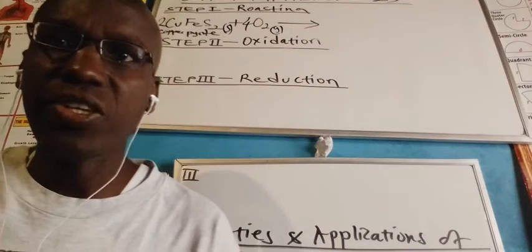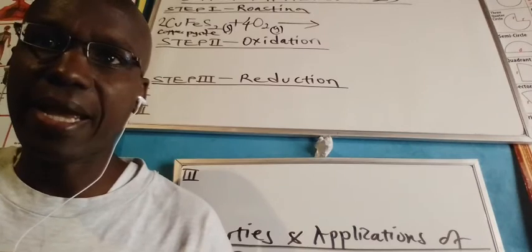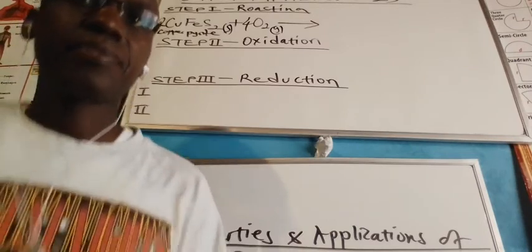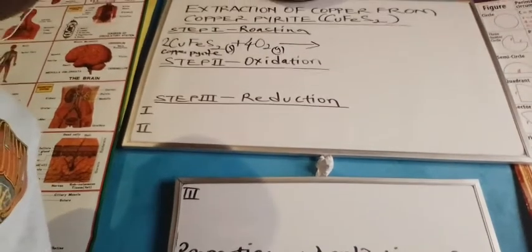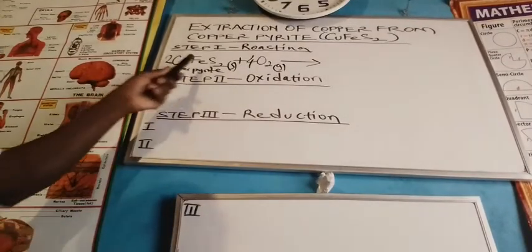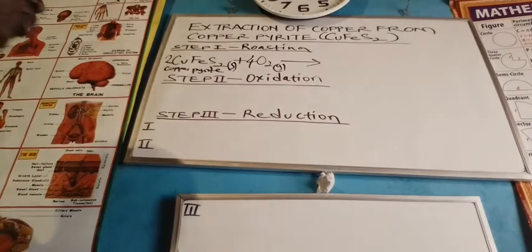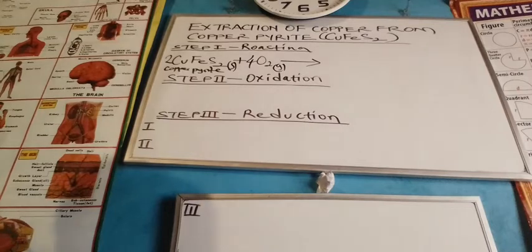Hello, in this session we are going to describe the extraction of copper from copper pyrite. As you can see on the board, copper pyrite is ferrous copper 2 sulfide. Now, to be able to extract copper from copper pyrite, the first step is that of roasting.